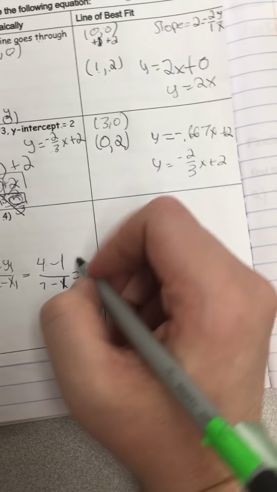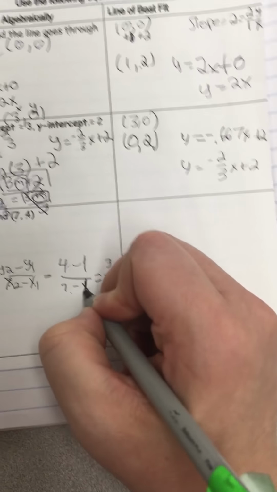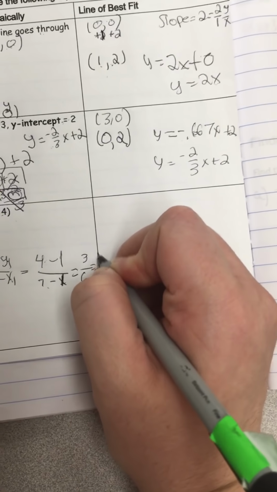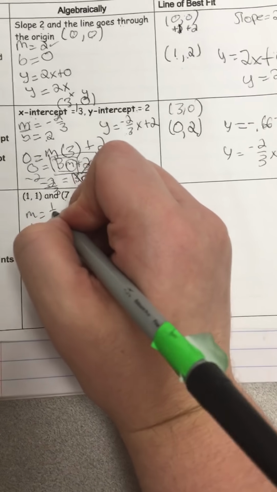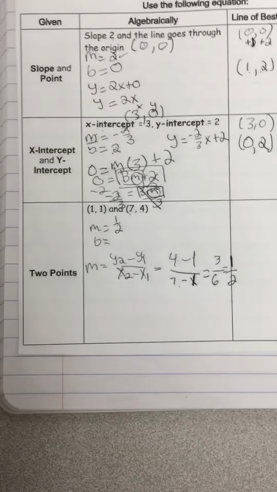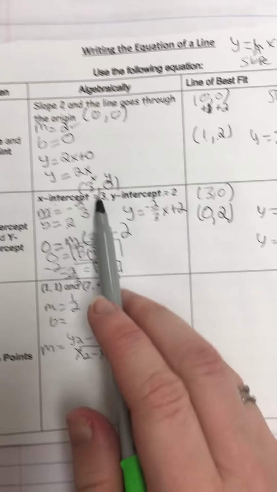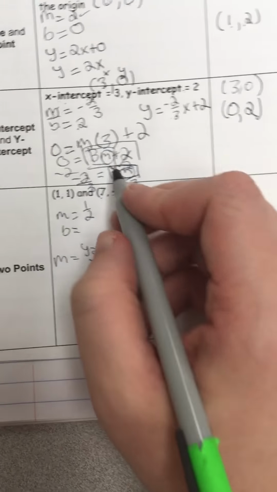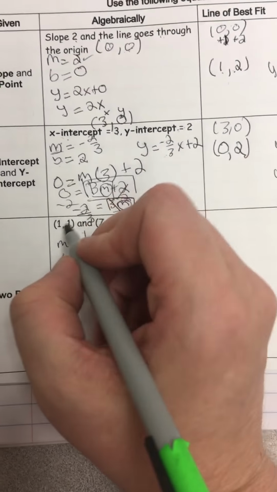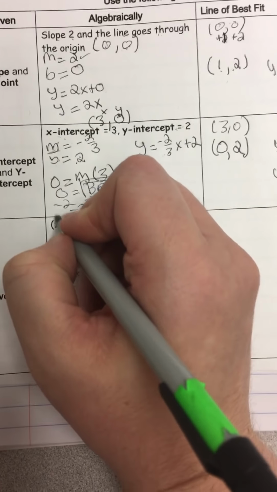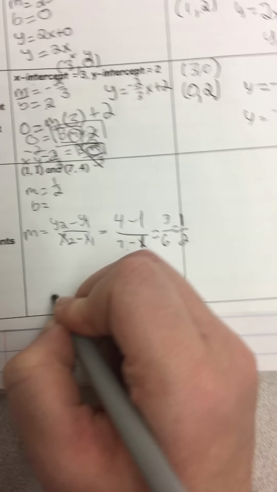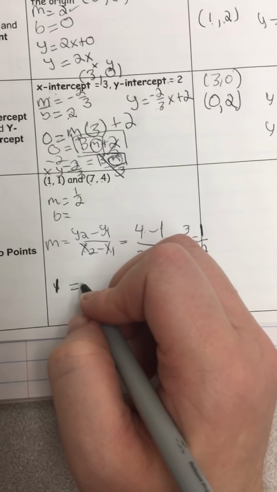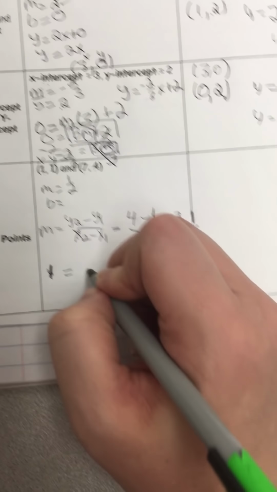So 4 minus 1 is 3. 7 minus 1 is 6. And this simplifies to 1/2. Now I have my slope, but I still need to find my y-intercept. So we're going to do what we did up here, where we substitute and solve for b. I'm going to pick one of these 2 points. It doesn't matter. This one looks a little bit easier, so I'm going to pick this as my x and y. I'm going to plug in for y, m, and x, and then solve for b.